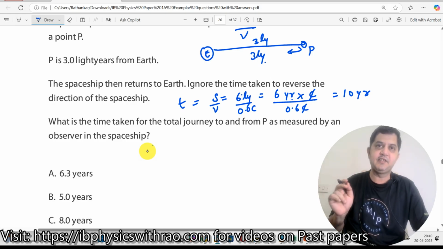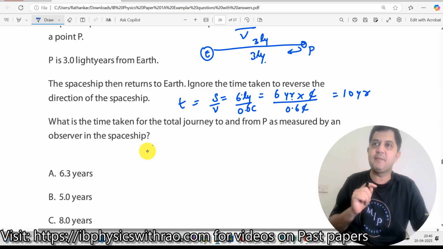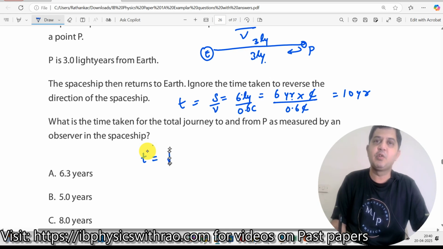Now, if that is the case, what will be the time as measured by the person in the spacecraft? Will it be more than 10 years or less than 10 years? It will be less than 10 years, right? So what should I do now? I should write T as measured here equal to the square root of 1 minus v squared over c squared multiplied by 10.